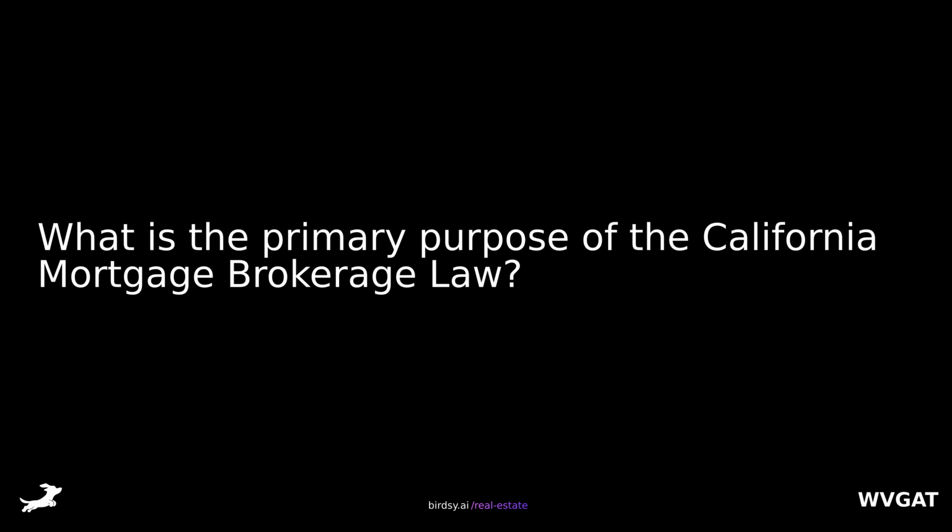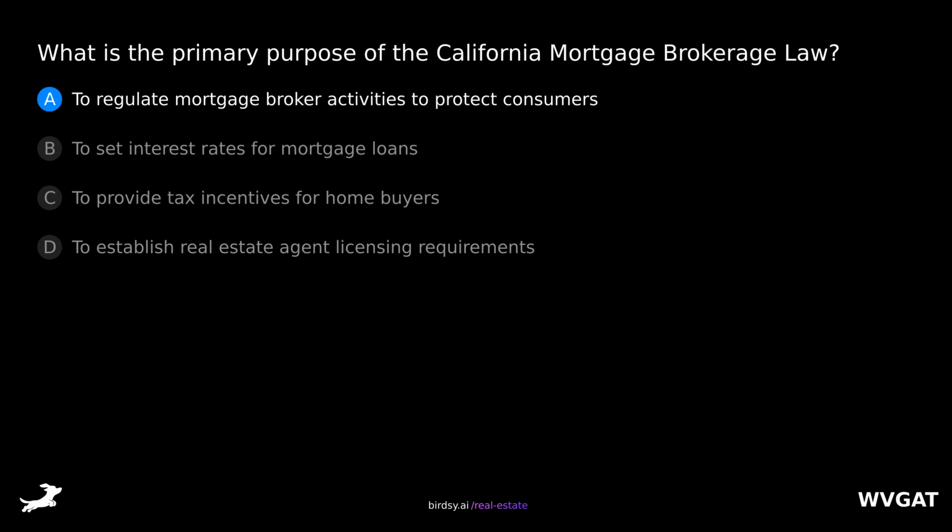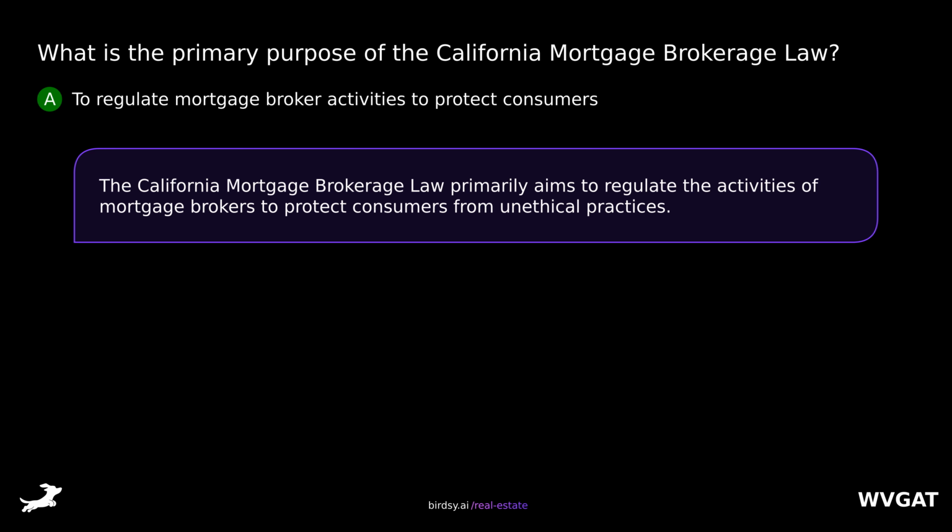Mortgage brokerage law. What is the primary purpose of the California mortgage brokerage law? Is it A, to regulate mortgage broker activities to protect consumers? B, to set interest rates for mortgage loans? C, to provide tax incentives for home buyers? Or D, to establish real estate agent licensing requirements? The answer is A, to regulate mortgage broker activities to protect consumers. The law primarily aims to regulate the activities of mortgage brokers to protect consumers from unethical practices.